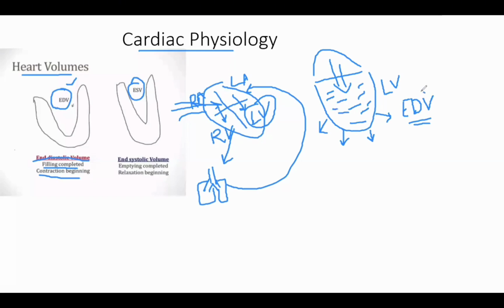After the end diastolic volume, it has reached to its maximum level. So then the left ventricle will start contraction. That is the beginning of the contraction will occur at this point. Hence, the volume which is present at the end of diastole is known as end diastolic volume.